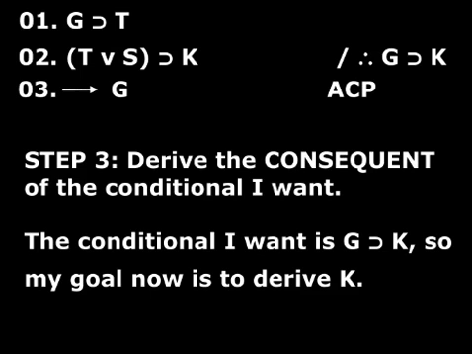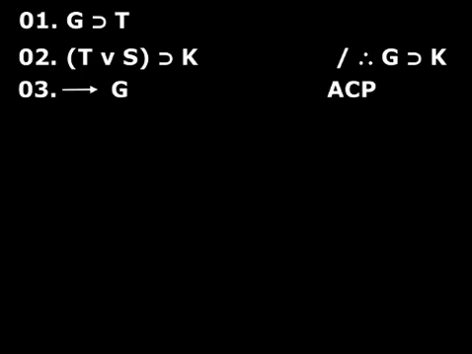Okay, so now what I'm going to do is go back to using the inference rules, and my goal is to derive K. And you'll see that's going to be pretty easy. I have G, so I can get T by modus ponens on 1 and 3.